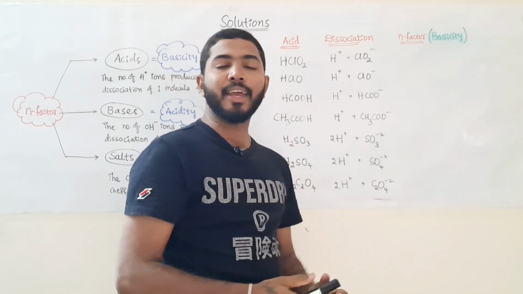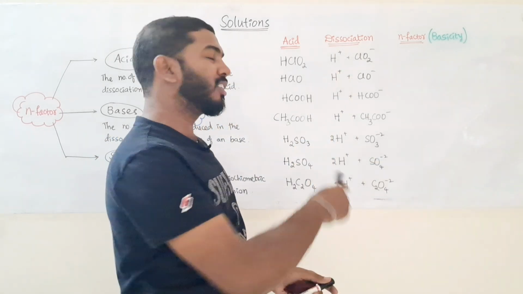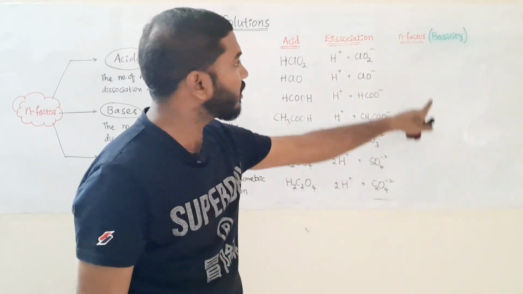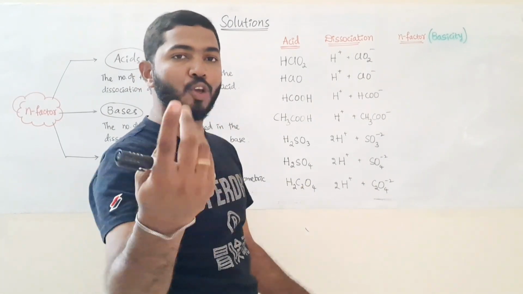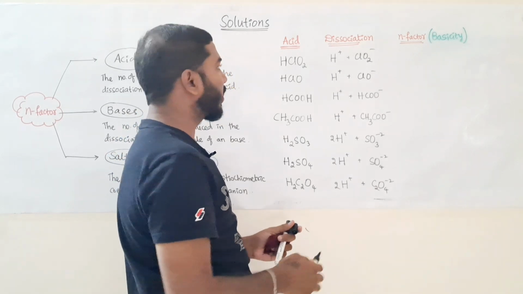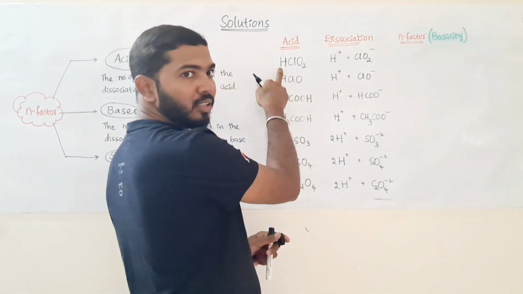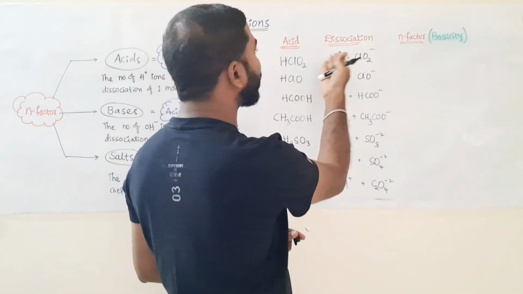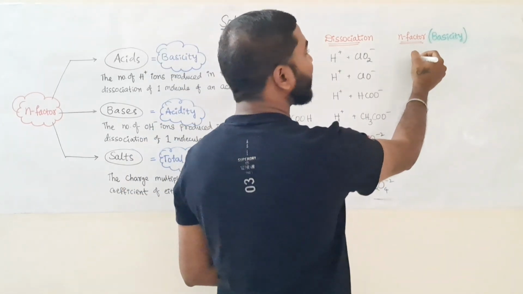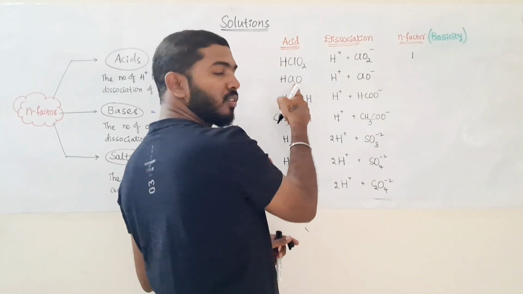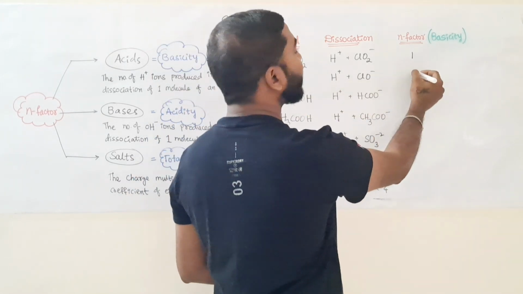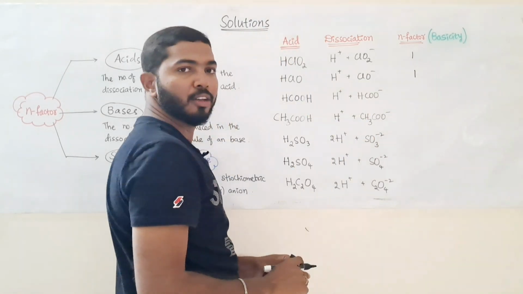Okay, so here I have given a few more examples. Let us understand their dissociation, and I left the n factor blank for you, so please try to guess their n factors. That is chlorous acid. If you see, how many H plus ions are produced? 1. So I hope you know the n factor is going to be 1. And this is hypochlorous acid, and again we have only one H plus ion, so its n factor is going to be 1.